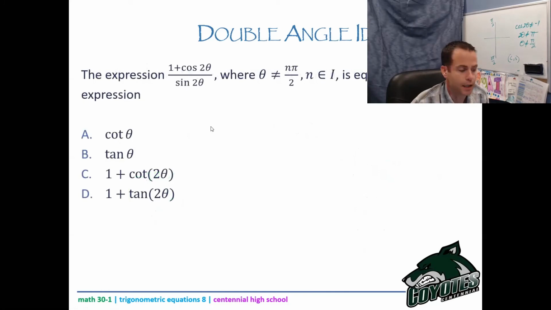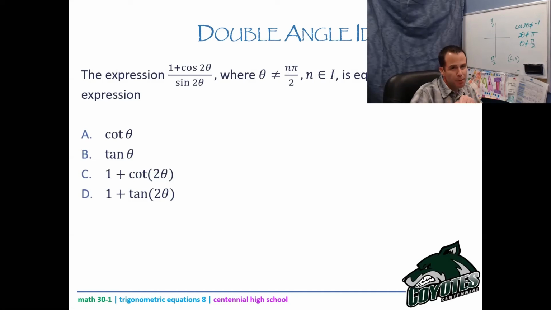All right. Multiple choice question. The expression 1 plus cos of 2 theta over sine of 2 theta, where theta can't be n pi over 2 and n is a member of the integers, is equivalent to which? So again, we're just going to take this and we're going to start working with it. Sine of 2 theta, I don't have any options for that, but changing it to 2 sine of theta cos of theta. Cos of 2 theta, I do have options.